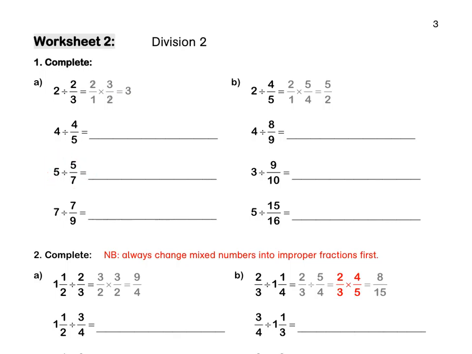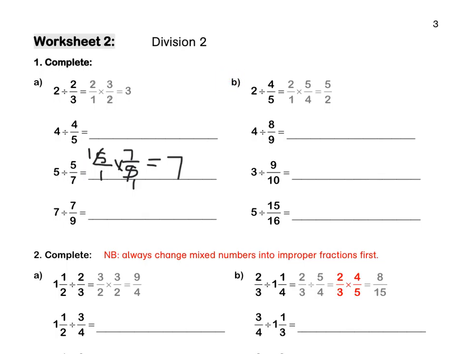Let's do this one together. 5 wholes, so we say 5/1, divided by 5/7 is the same as timesing by 7/5. We simplify in our question, and our final answer is 7. Press pause to complete question A.